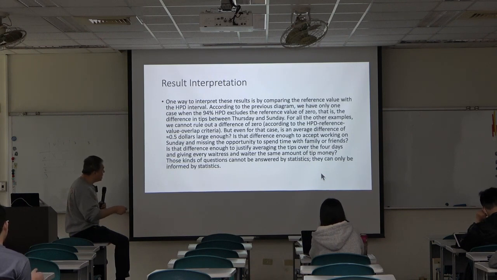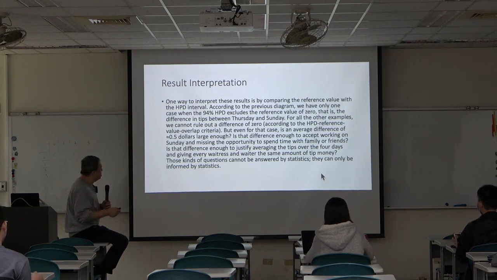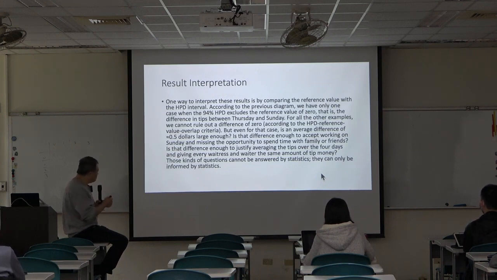For all the other examples, we cannot rule out a difference of 0, because the 0 is still inside the 94% HPD. So even for that case, it's an average difference of $0.5. Is that large enough? Is that difference enough to accept working on Sunday, missing the opportunity to spend time with family? Is that difference enough to justify averaging the tip over the 4 days and giving every waitress and waiter the same amount of tips money?